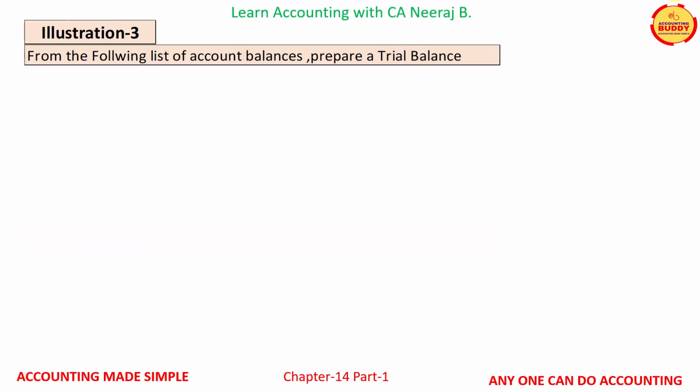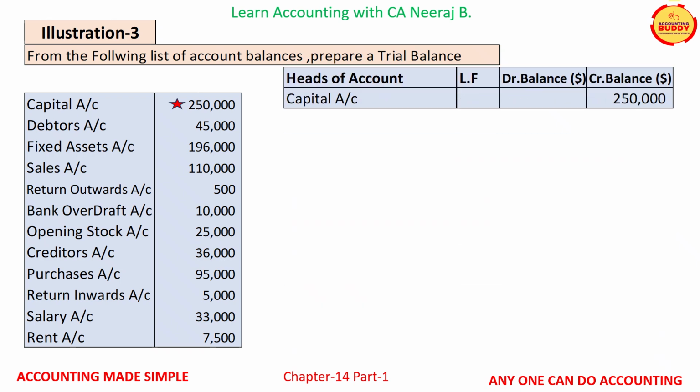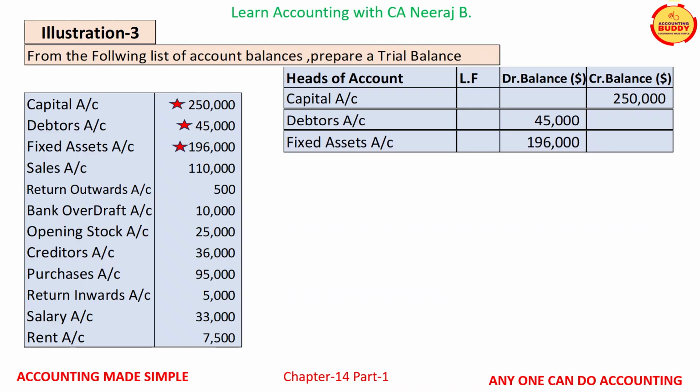From the following list of account balances, prepare a trial balance. Capital is the amount payable by the business to its owners. Therefore, the capital account is always placed in the credit column of the trial balance. Debtors is an asset account, so it is placed in the debit column. All fixed asset accounts always have a debit balance. Therefore, they are placed in the debit column. Sales is an income account, so this account is always placed in the credit column.